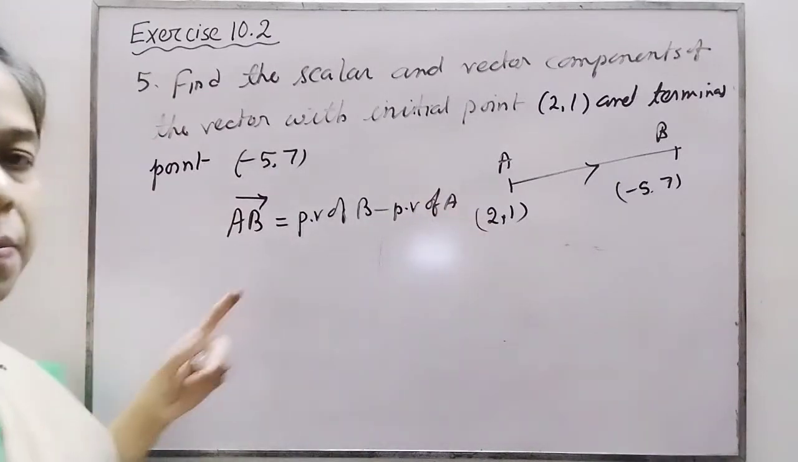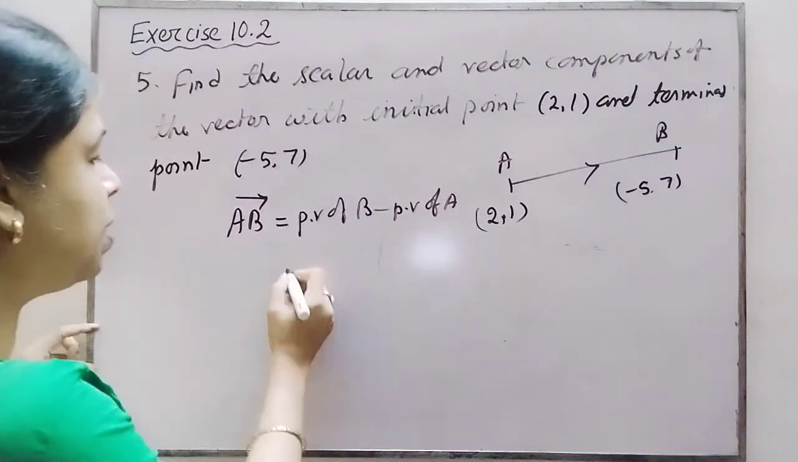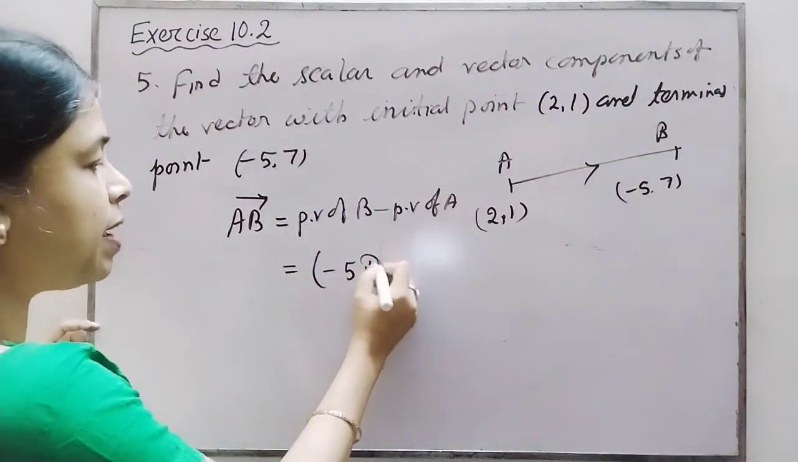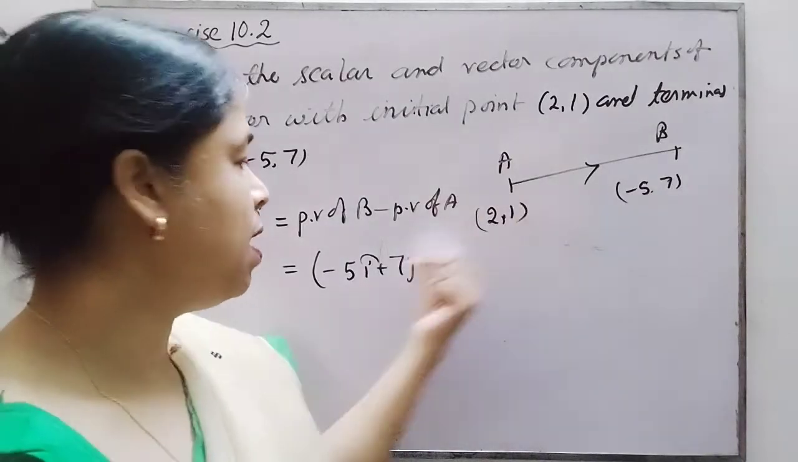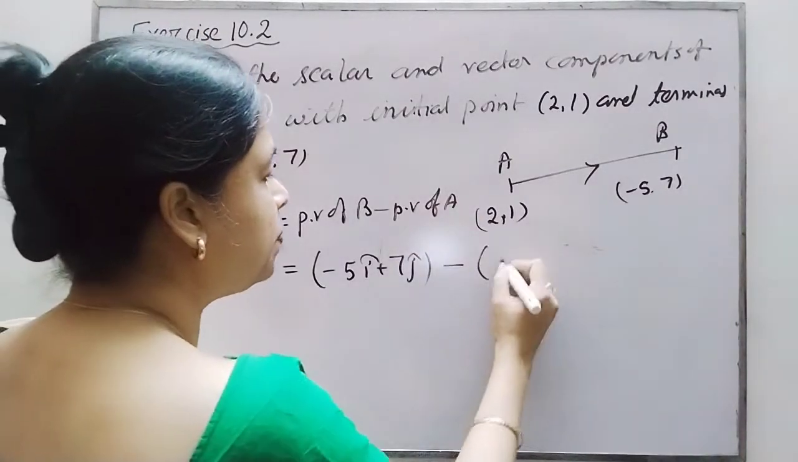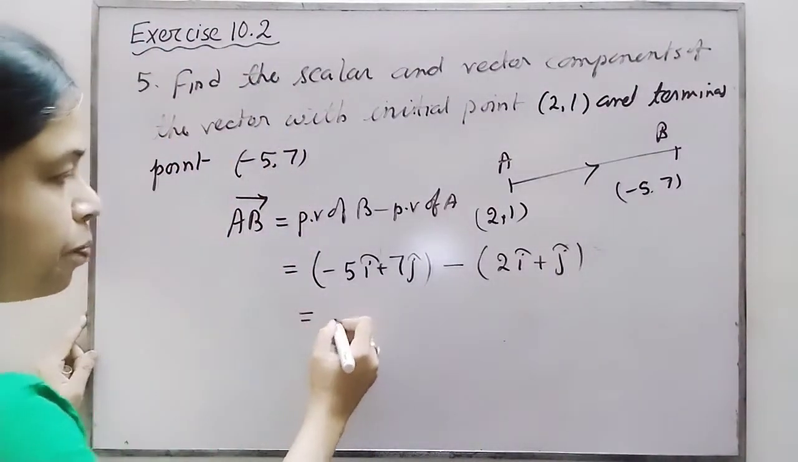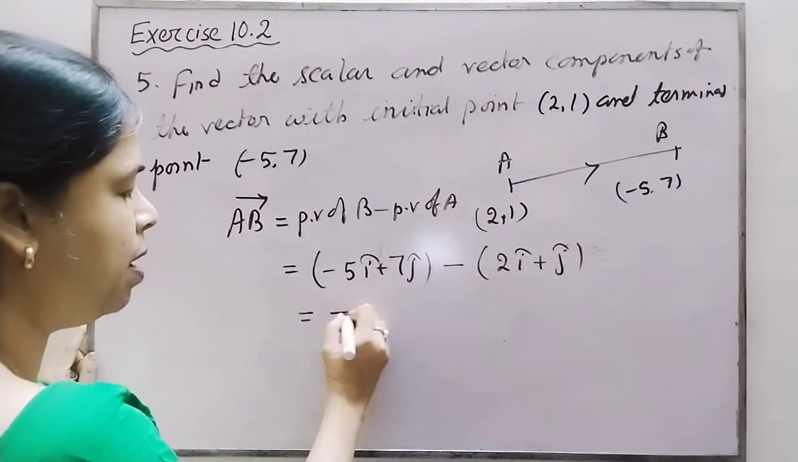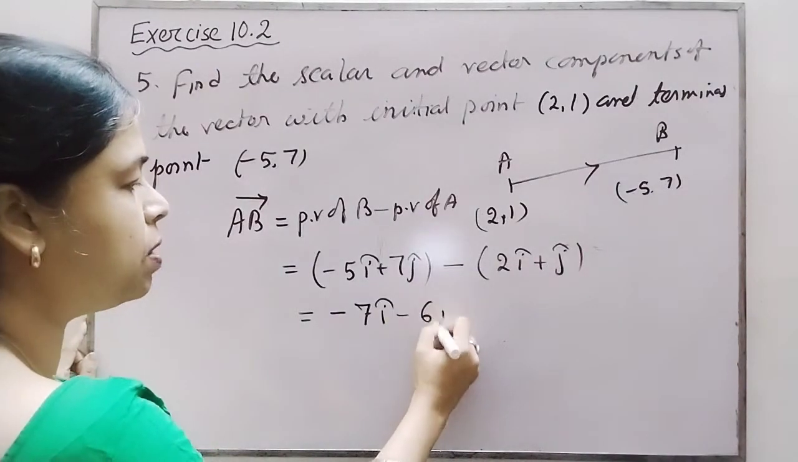Remember, we subtract the position vector of the initial point from the position vector of the terminal point to get the answer. So it will be what, minus 5i cap plus 7j cap, because if your point is x, y, z then it will be i cap, j cap, k cap. This is 2i cap plus j cap. Now I just subtract: minus 5i cap minus 2i cap is minus 7i cap. 7j cap minus j cap is equal to 6j cap.